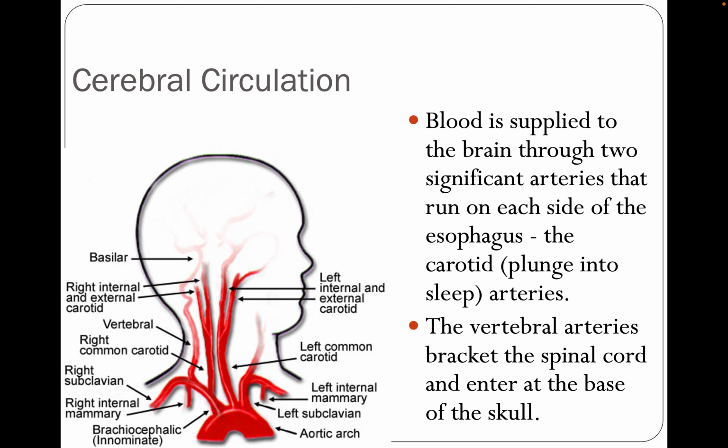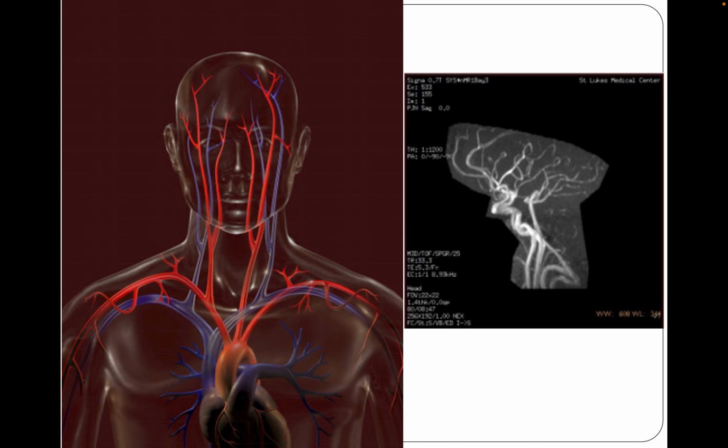Blood is supplied to the brain through 2 significant arteries that run on each side of the esophagus. The carotid, and carotid just means plunge into sleep. The carotid arteries. The vertebral arteries bracket the spinal cord and enter at the base of the skull. So there's actually 4 significant arteries taking blood into the brain. And there they are. There's the 4 right there.